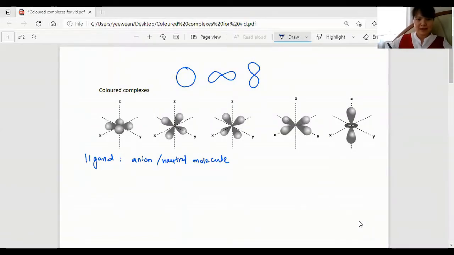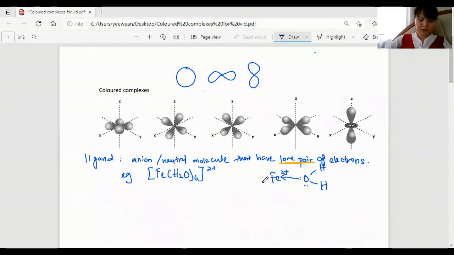A ligand is an anion or a neutral molecule, and it must have at least a lone pair of electrons. This lone pair of electrons is going to form a dative bond. So for example, if I have Fe(H2O)6, that's Fe2+. This Fe2+ will have partially filled d orbitals, and this H2O, of course, has lone pairs of electrons, and it's going to form a dative bond like that. So a ligand must have at least a lone pair of electrons and can form a dative bond to the central ion.